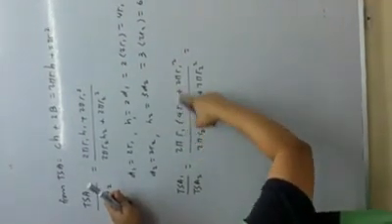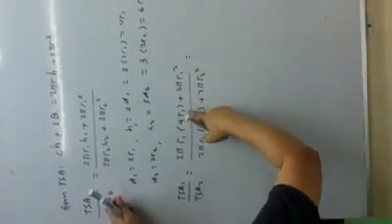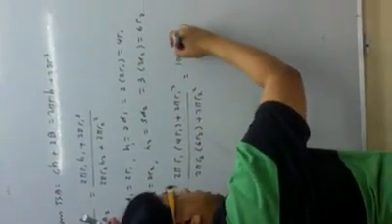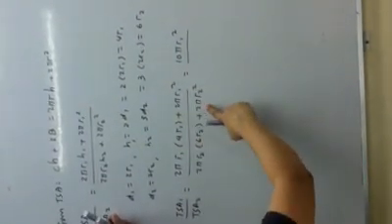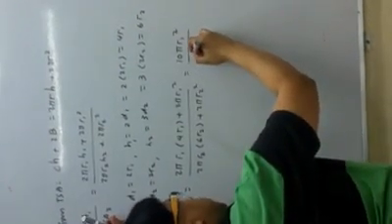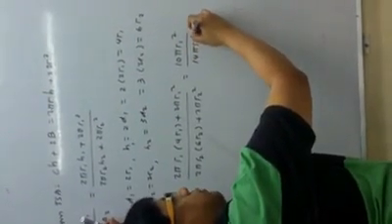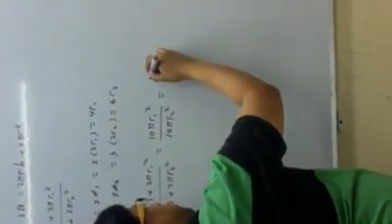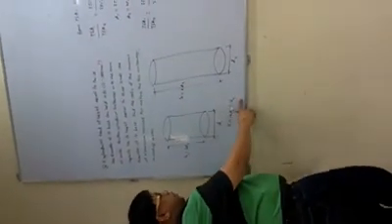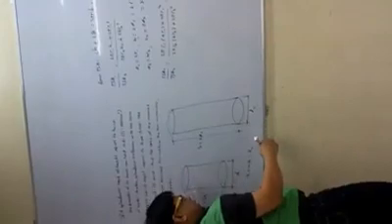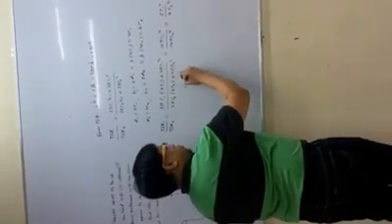Then you may combine these terms: 8 pi r1 squared plus 2 pi r1 squared is 10 pi r1 squared. This is 12 pi r2 squared plus 2 pi r2 squared, which would be 14 pi r2 squared. Simplifying, this is 5 r1 squared over 7 r2 squared. But what's the relationship of r1 and r2? Because the two cylinders have the same capacity, we can use that to establish the relationship between r1 and r2. So V1 equals V2.